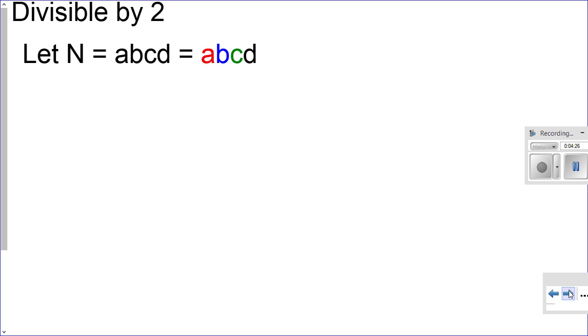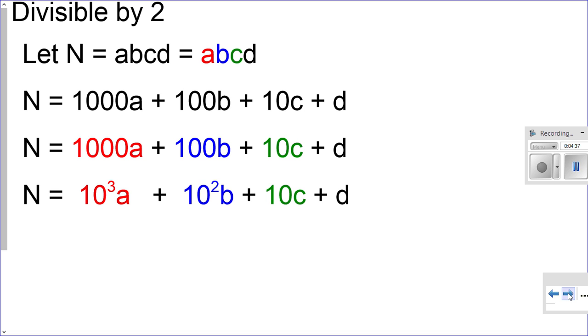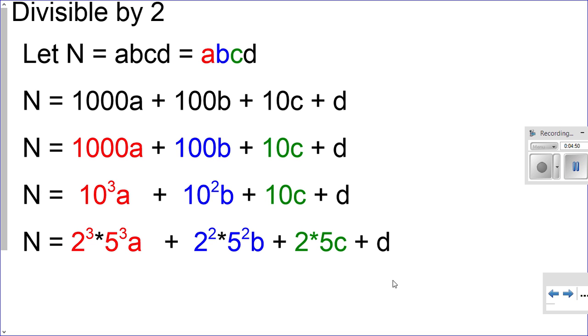If we look at divisibility by 2, I'm still going to start out by using the expanded form. Once again, still using color. Now, you could look at 1,000 as being 2 times 500, and this being 2 times 50, and 2 times 5, and so on. But what I'm going to do here is going to help me with some other things in the future. Now, 1,000 is 10 cubed, but 10 cubed is a 2 cubed and a 5 cubed. 100 is 10 squared, and 10 squared's a 2 squared and a 5 squared. 10 is my 2 times 5.